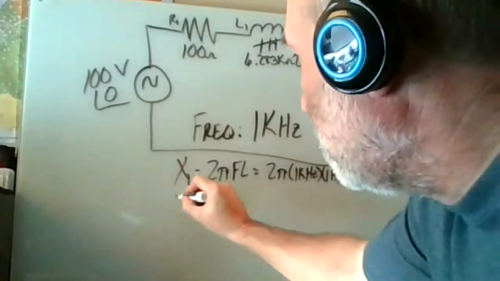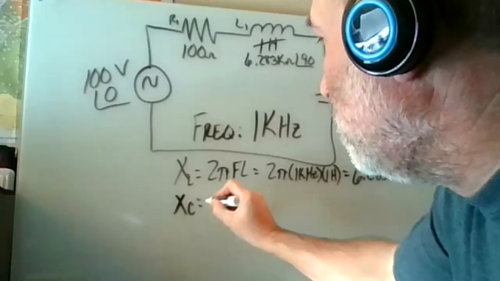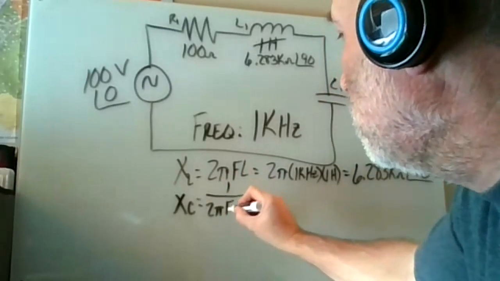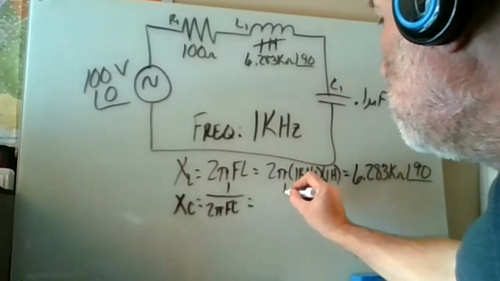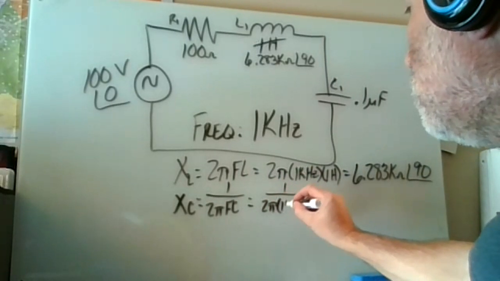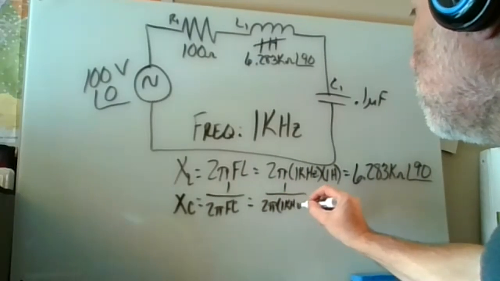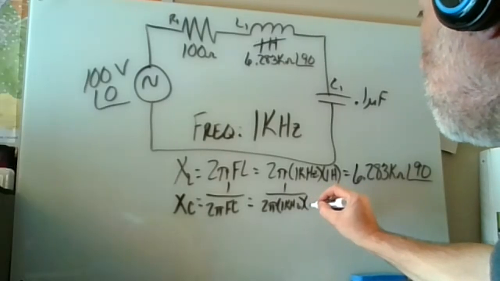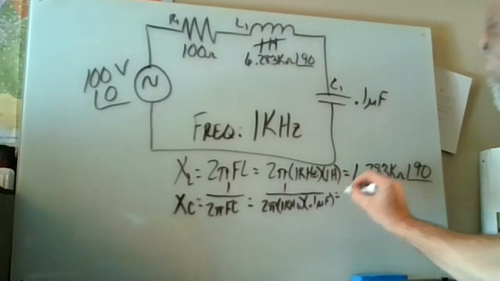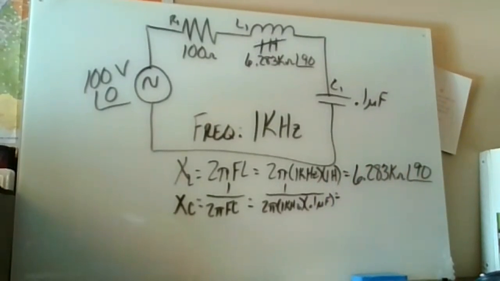No. I need to find my X of C, which I know is 1 over 2 pi FC, which is equal to 1 over 2 pi times 1 kHz times 0.1 microfarad. So somebody do that and tell me what you get for that. Other than Larry, because he gave me X of L. He was smart. He took the easy one.